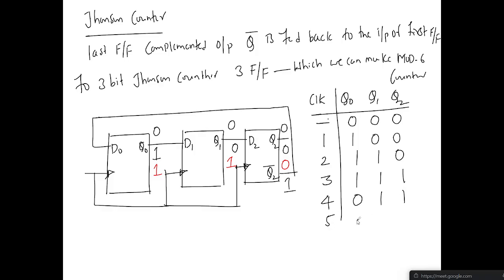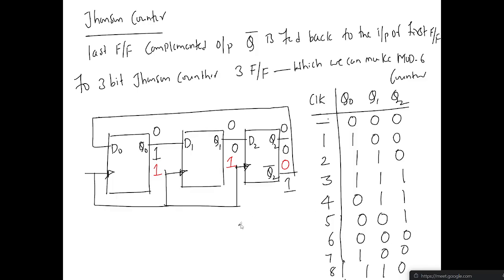Next, 0 0 1. Next, 0 0 0. Again 1 0 0, again 1 1 0. So here, at the sixth clock pulse, it comes back to the initial state.